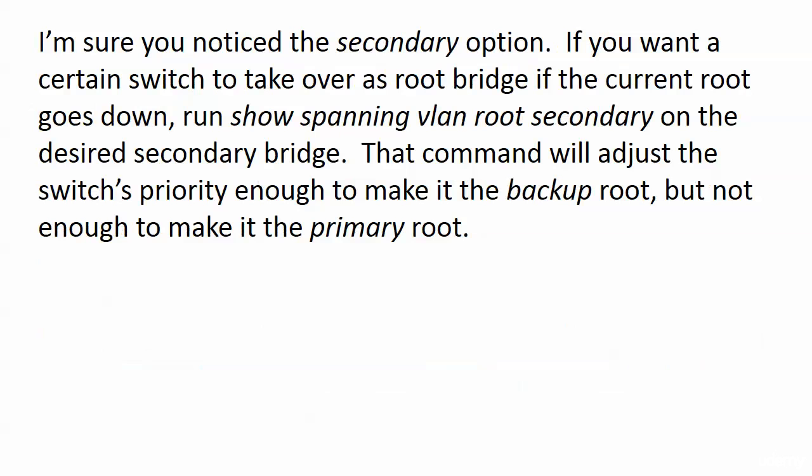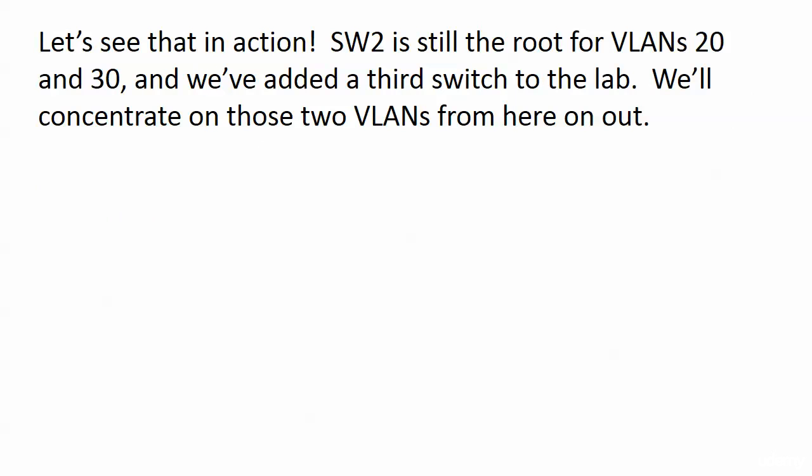And let's go ahead and take a look. With that secondary option, we chatted about that. We're going to use that in our next lab, because what happens is when you run spanning-tree VLAN root secondary on the desired secondary bridge, that command will adjust the switch's priority enough to make it the backup root, but of course not enough to make it the primary root. And we're going to see that in action here in just a moment.